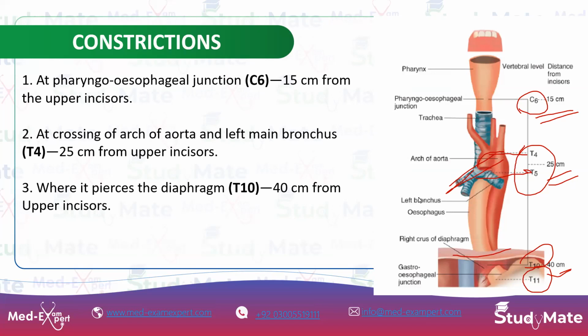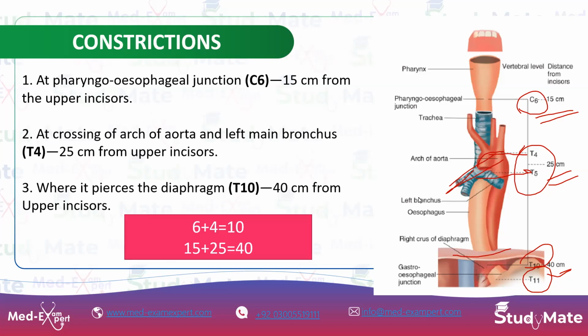तो हम इसमें कह सकते हैं कि हमारे पास 3 constrictions हैं esophagus में, या इसको हम कह सकते हैं कि 5 constrictions हैं at esophagus. पहली होती है C6 के लेवल पे, दूसरी T4 पे और T5 पे होती है, और जो थर्ड कंस्ट्रक्शन होती है वो T10 पे और T11 पे होती है. This is a mnemonic which can help you remember that C6 plus T4 is equal to T10.